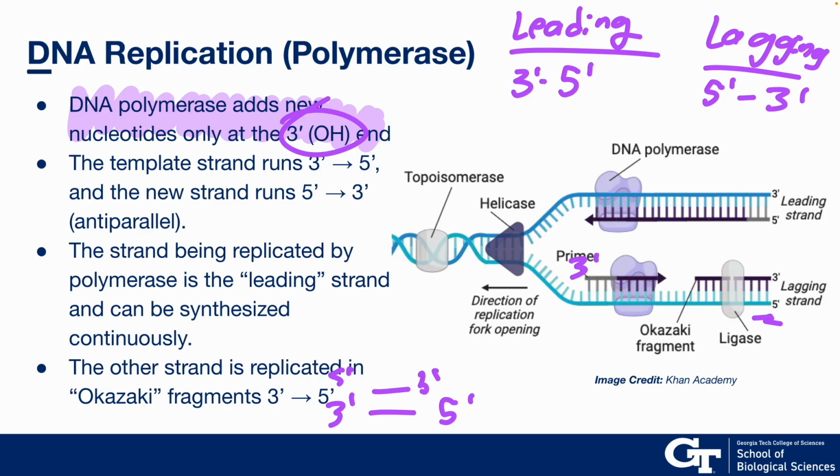And that is something called an Okazaki fragment. That's really important to recognize. So hey, I want you to recognize we have the leading strand that goes from 3' to 5' and is replicated 5' to 3', and it goes continuously. The lagging strand goes from 5' to 3', and therefore the complementary strand is going to be 3' to 5' and is replicated in fragments, Okazaki fragments.